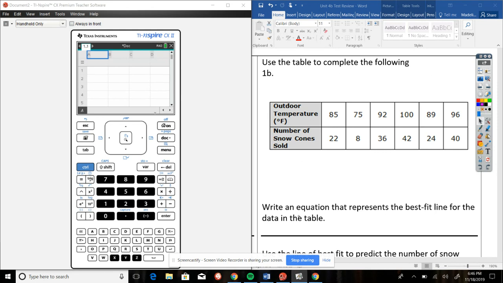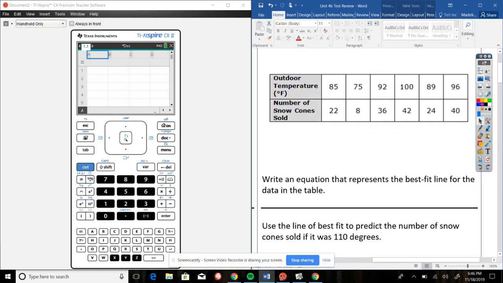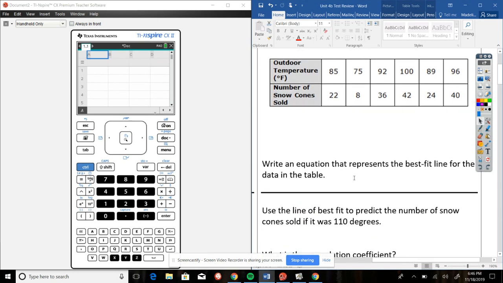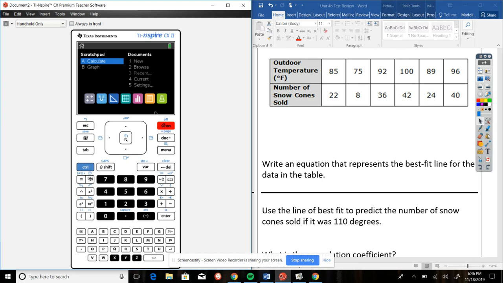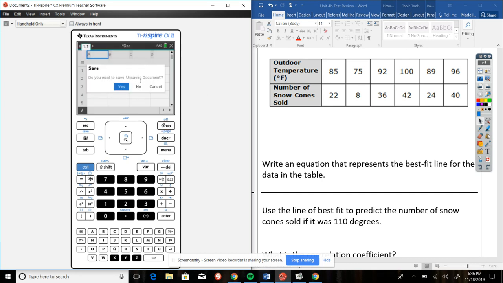So this first one, it gives us this table, and it wants us to write an equation that represents the best fit line for the data in the table. So this is where we're going to use our calculator. So this is the linear regression. So your first step, you go to New Document. If it asks if you want to save the old one, say no.